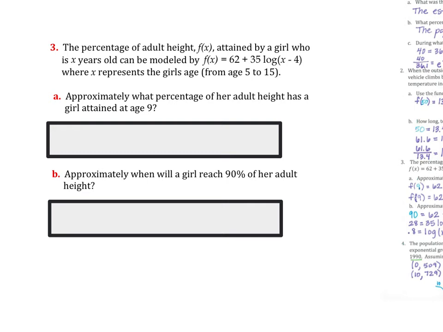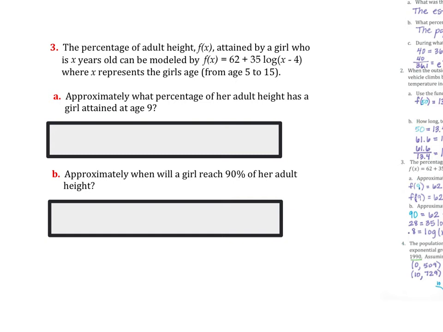Number 3, the percentage of adult height, f of x, attained by a girl who is x years old can be modeled by 62 plus 35 times the log of the quantity x minus 4. X represents the girl's age, assuming they're between the ages of 5 to 15. Because after that, the growth rate is obviously going to stop. Prior to that, from infancy to toddlerhood, the growth rate is significantly different.